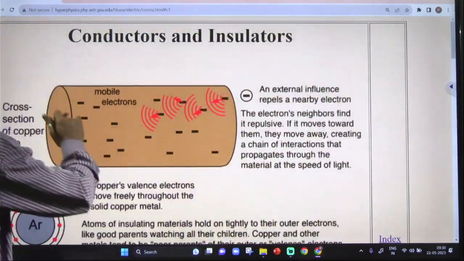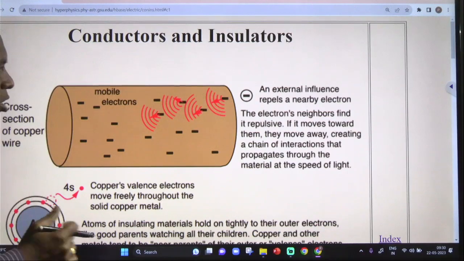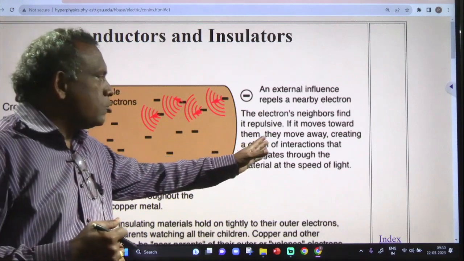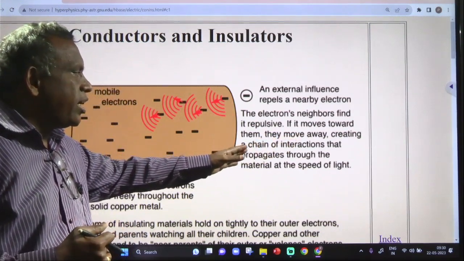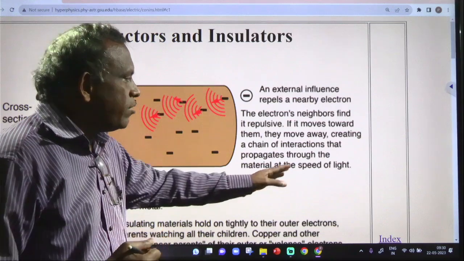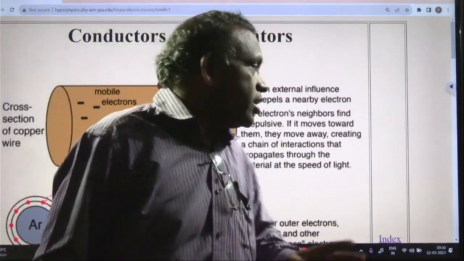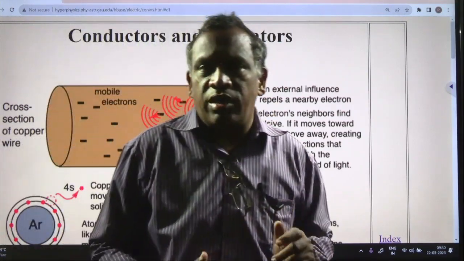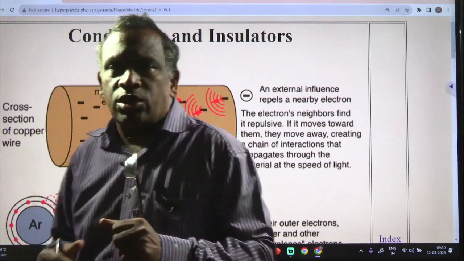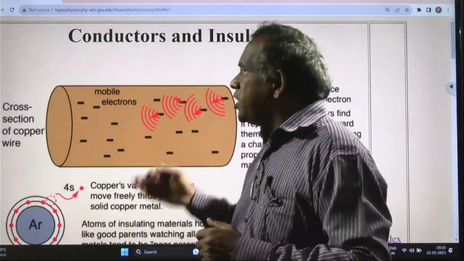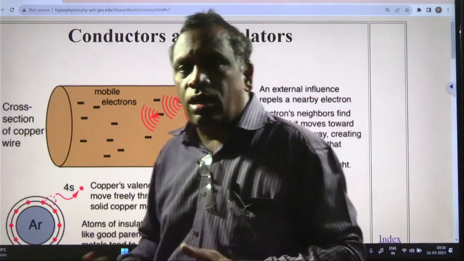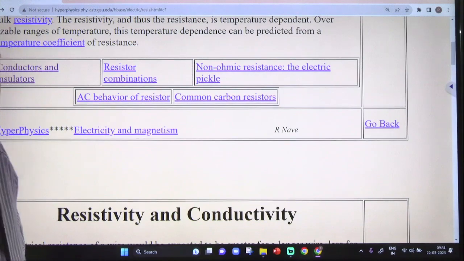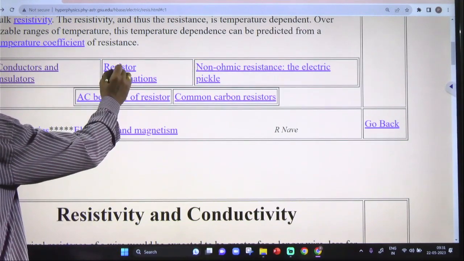We will discuss that more clearly. The electrons move towards their neighbors and move away, creating a chain of interactions that propagates through the material with the speed of light. The external influence is only the electric field. If this is there, even though there is no charge flow in the material, that is called an insulator. An insulator does not allow the charge. That is about conductors and insulators.